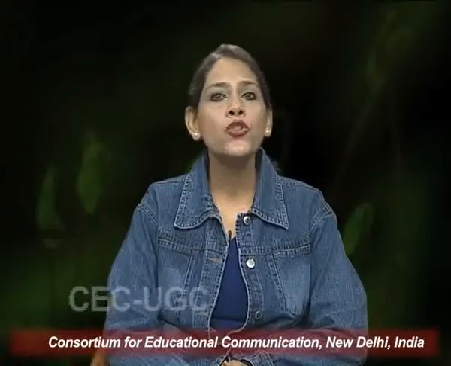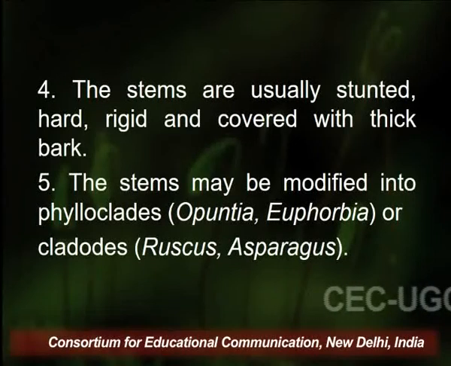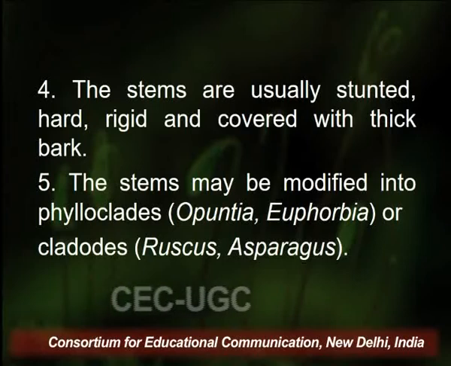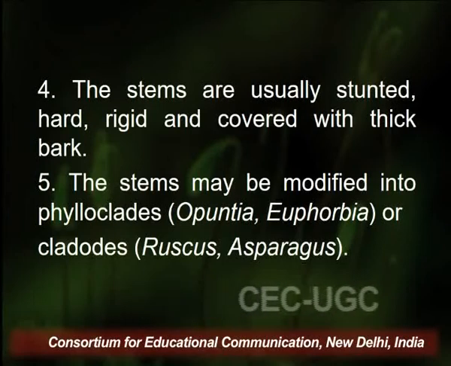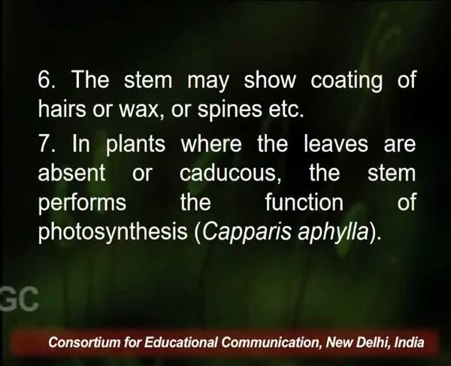The stems are usually stunted. They are hard, rigid and covered with thick bark. The stem may be modified into phylloclades, that is Opuntia and Euphorbia, or cladodes, that is Ruscus and Asparagus. The stem may show a coating of hairs or wax or spines, etc.